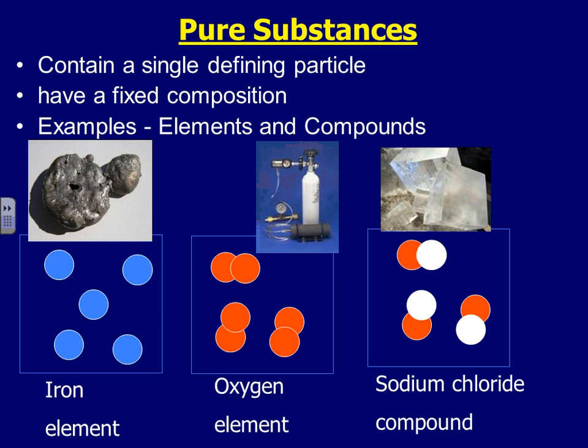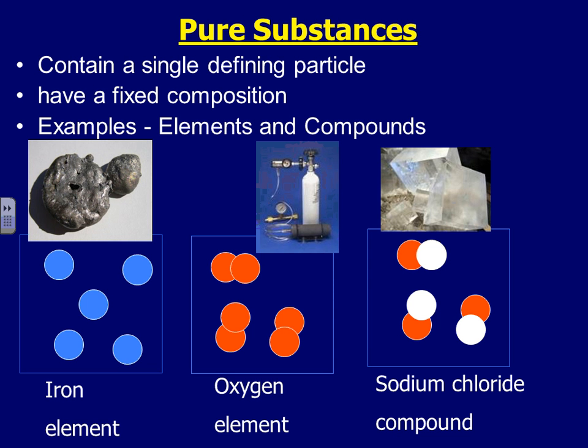And then we can also have a compound, like sodium chloride, like salt, which is made up of a sodium atom and a chloride atom put together. But within salt, all of these sodium chloride units are exactly the same. So these are all pure substances. They have a fixed composition. That means no matter where I take my sample, whether I get my oxygen at the top of the tank or the bottom of the tank, it will all be pure oxygen. There won't be anything else in there. So its composition is constant.